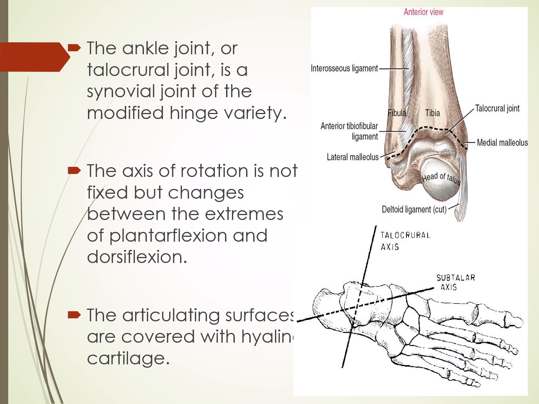Now the ankle joint, also known as the talocrural joint, is a synovial joint of modified hinge variety, and as in all synovial joints, the articulating surfaces are covered with hyaline cartilage. The movements possible at this joint are dorsiflexion and plantar flexion, and depending on these movements, the axis of rotation is not fixed, but changes between the extremes of movement, that is plantar flexion and dorsiflexion.